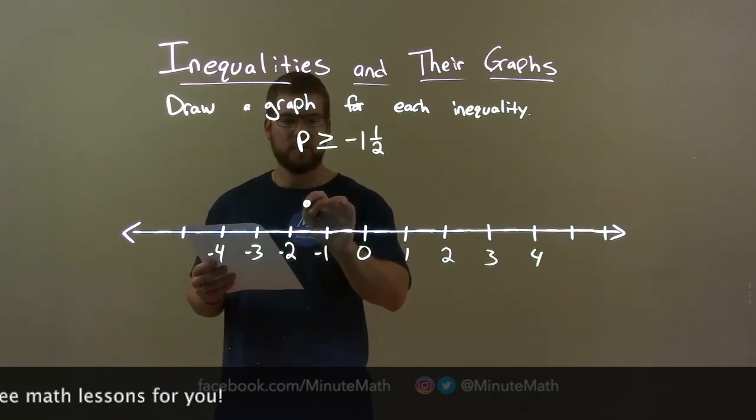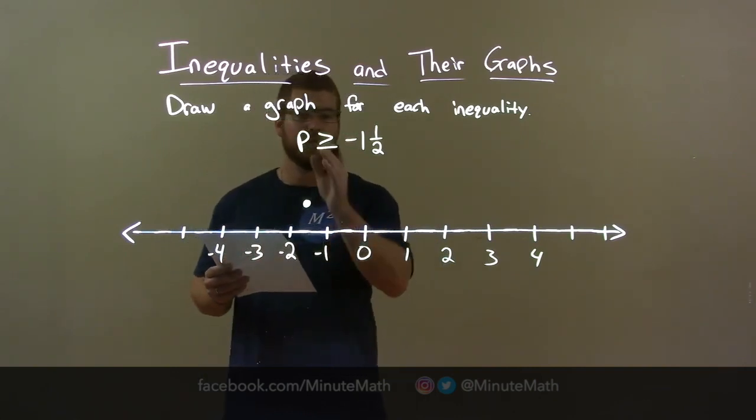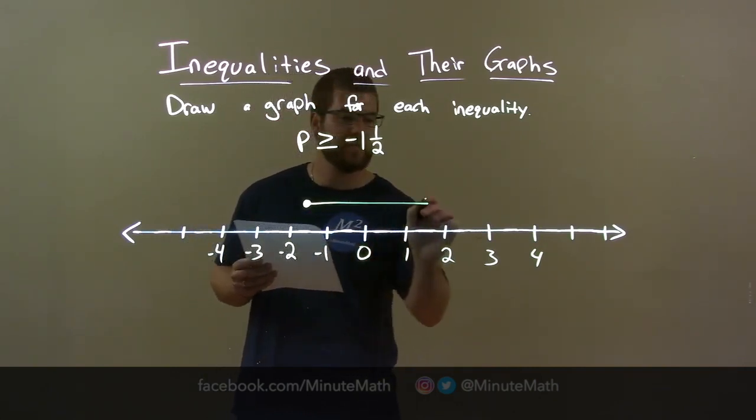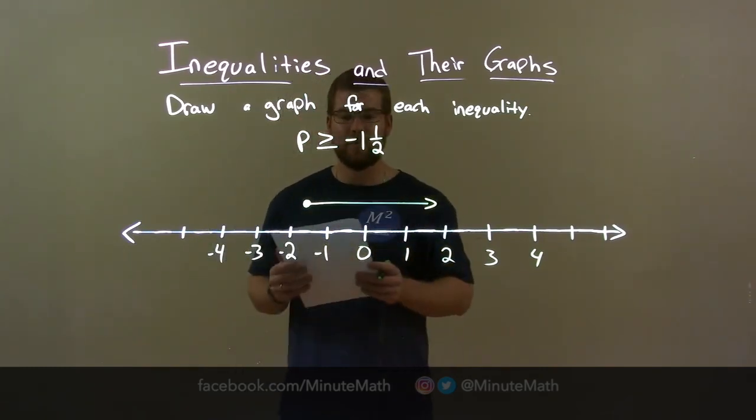Equal to, closed circle, okay? Then we want to shade to, well, the right. p is greater than that, so we shade to the right. And there we have our graph that matches our inequality. p is greater than or equal to -1 and 1/2.